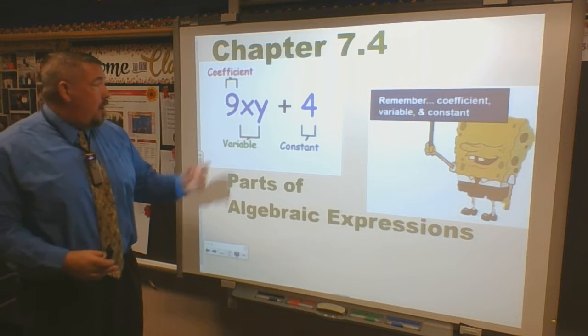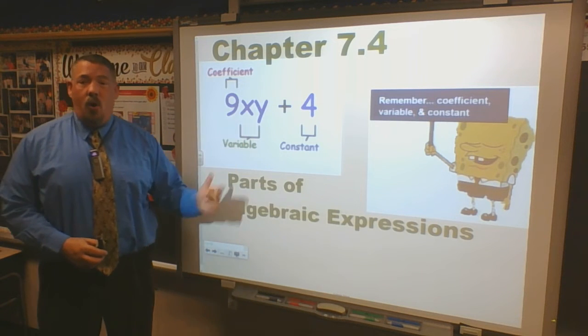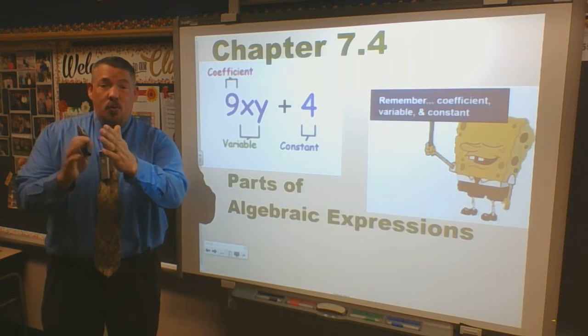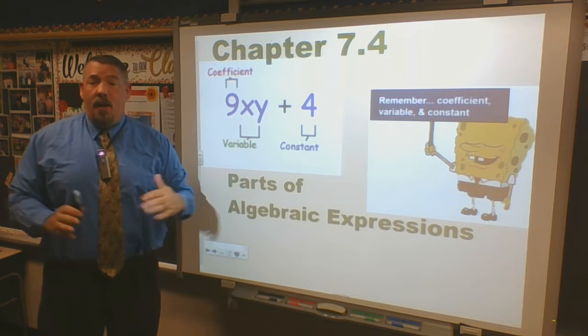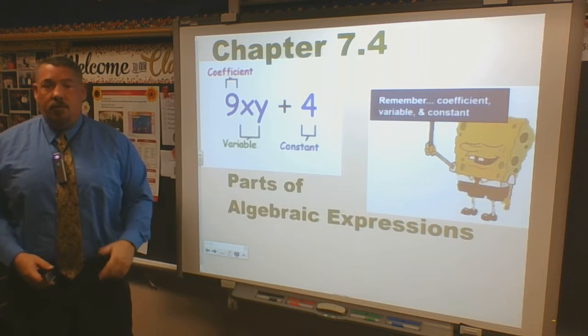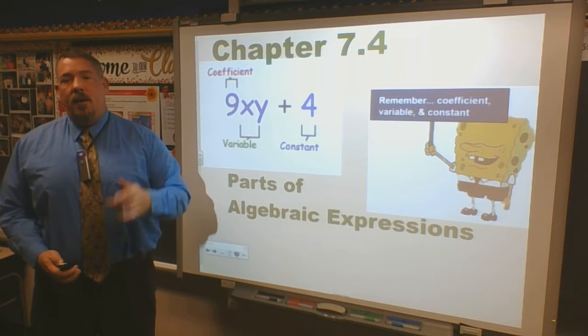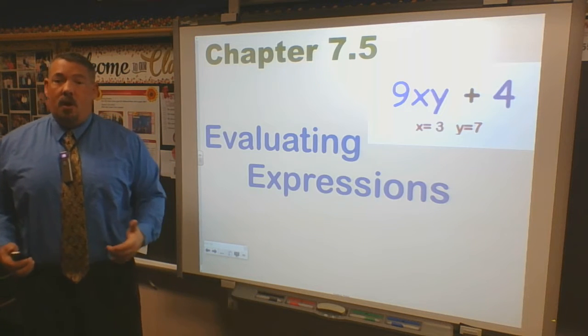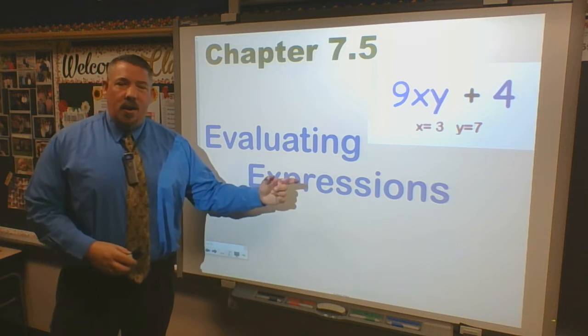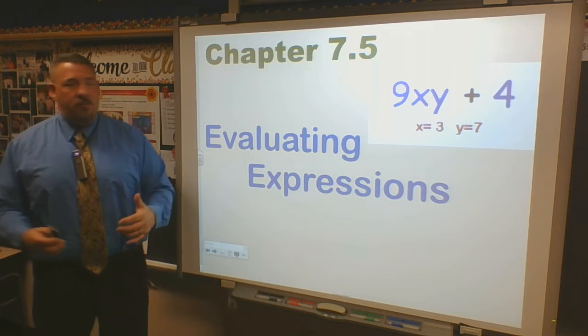So let's say I had a 2 for the x and a 3 for the y. My math problem would look like 9 times 2 times 3. And I'd have to do those steps, then add my 4 to it. So I also have to understand my order of operations, which we've talked about since early on in the school year. So evaluating expressions is what the title is for this lesson.